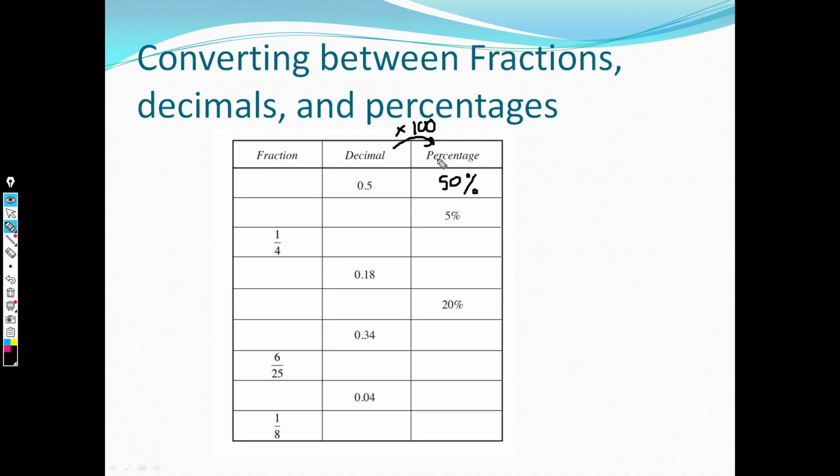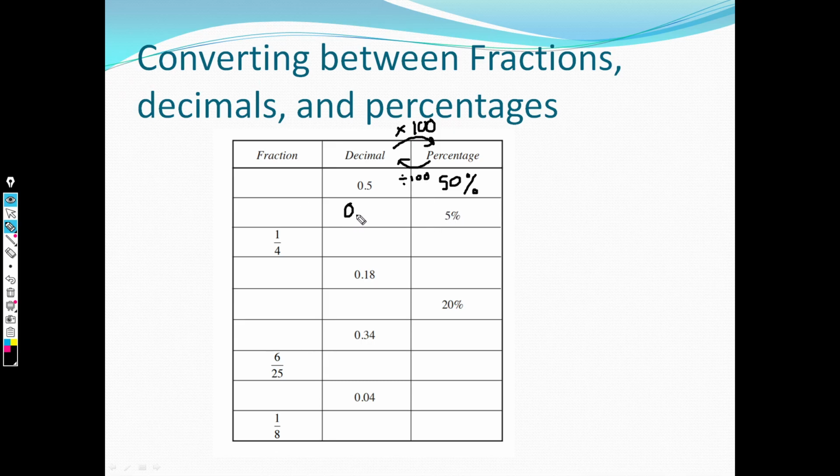Okay, now to go backwards, to go from percentage to decimal, you're dividing by 100. That sort of makes sense, right? So 5%, if I were to divide that by 100, my decimal is now going to move to the left twice, because I'm dividing by 100. Remember how I was multiplying by 100 and it moved to the right twice? Well, if you're dividing by 100, it's moving to the left twice.